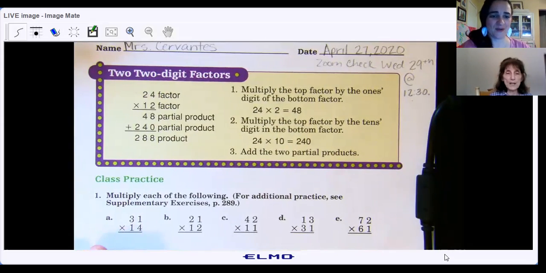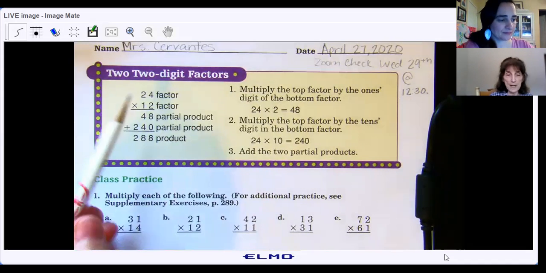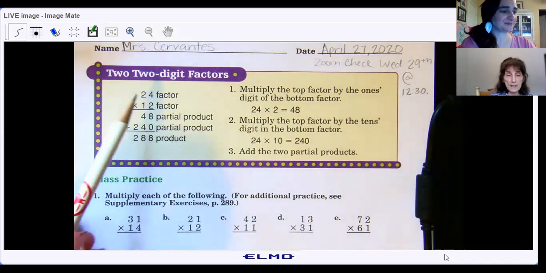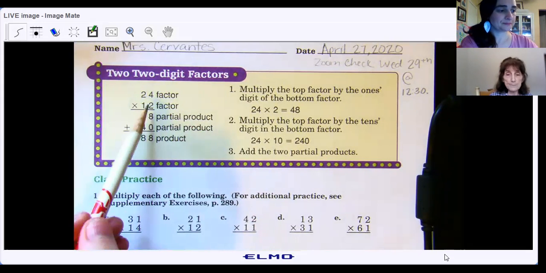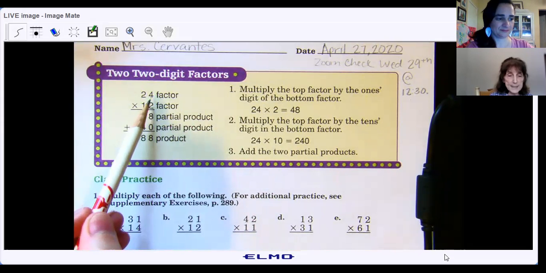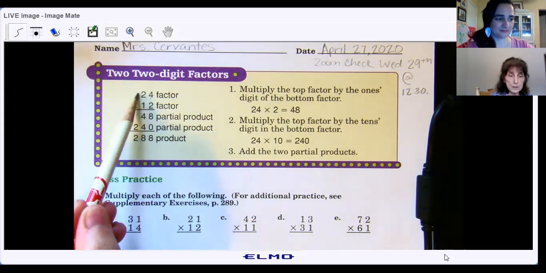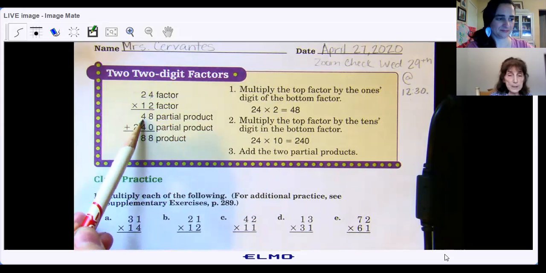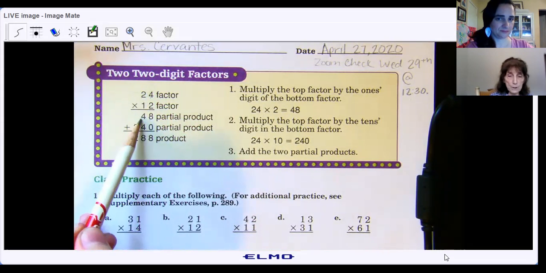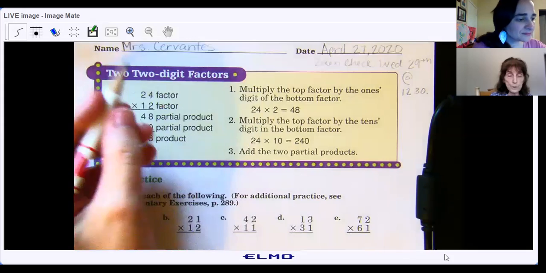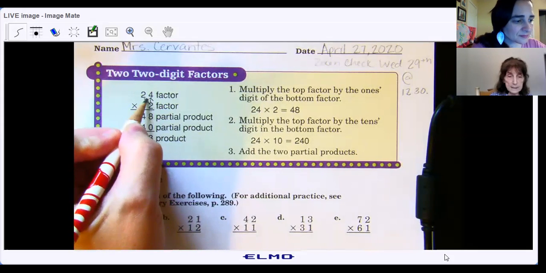No problem. Okay, so we have a factor and a factor that we're going to multiply. All right, so start in the ones column, multiply the top factor by the one digit of the bottom factor. So 2 times 4. 2 times 4 is 8, and 2 times 2 is 4. Let me do it again. Start in the ones column, 2 times 4 is 8, and then 2 times 2 is 4. So we're multiplying really 24 times 2, which is 48.